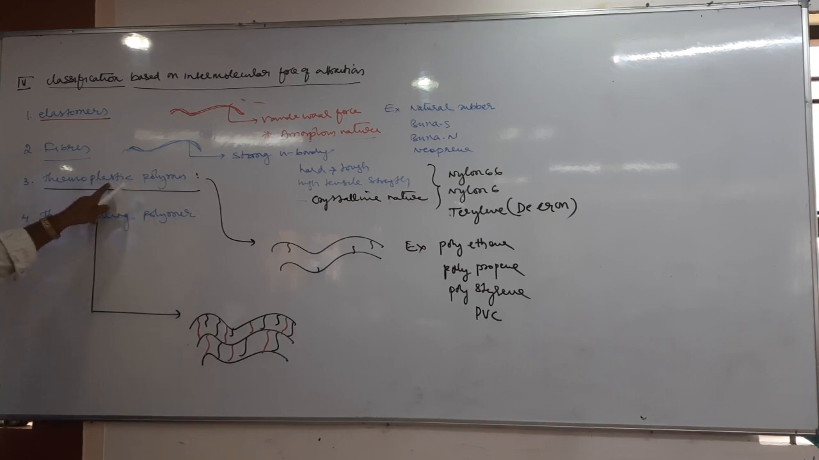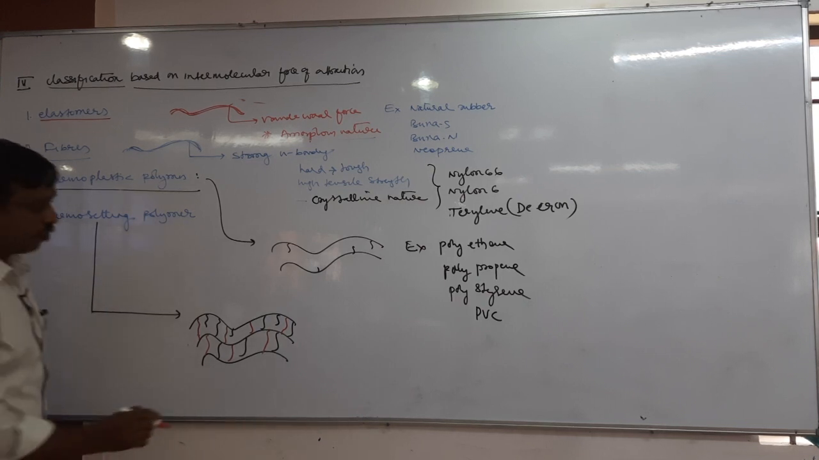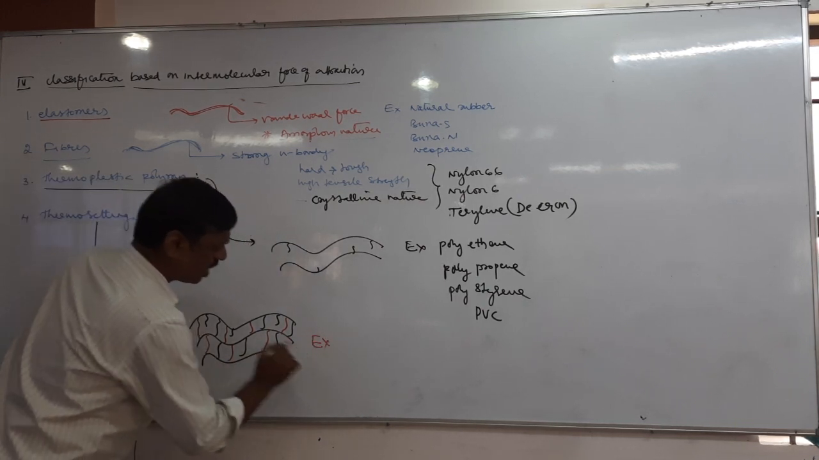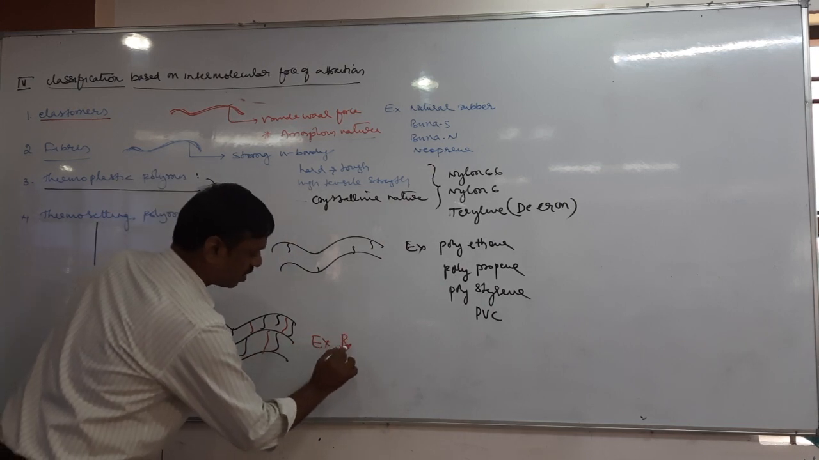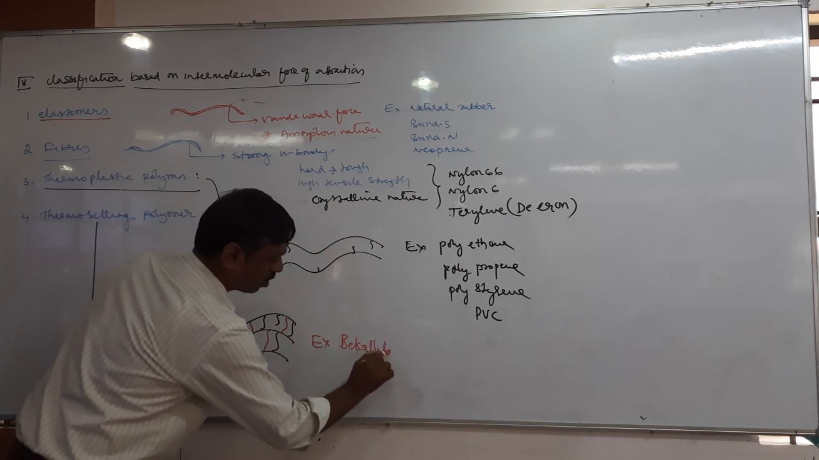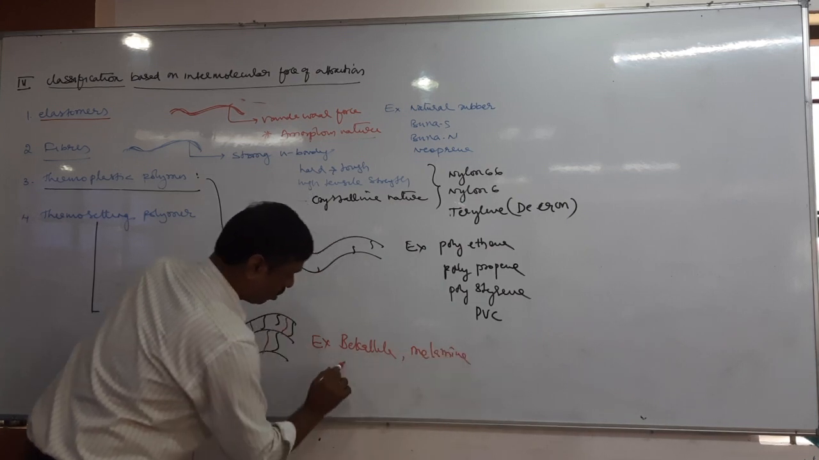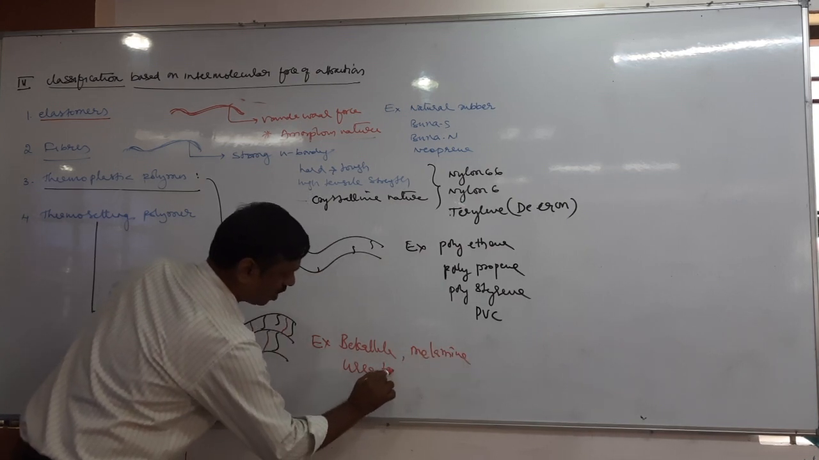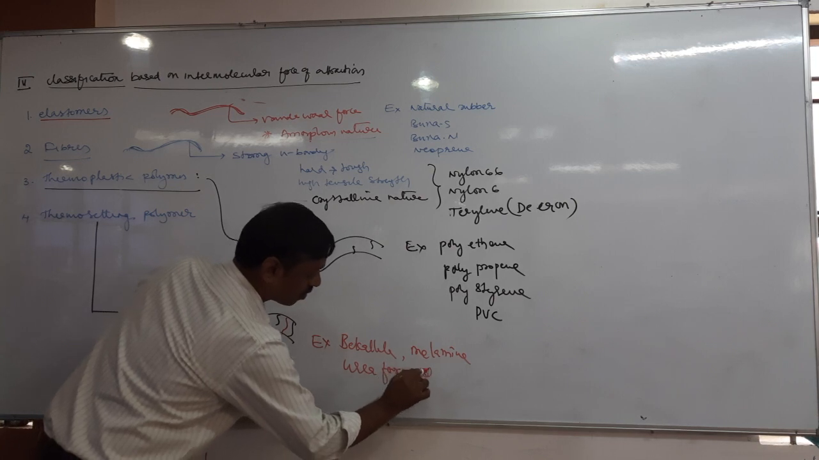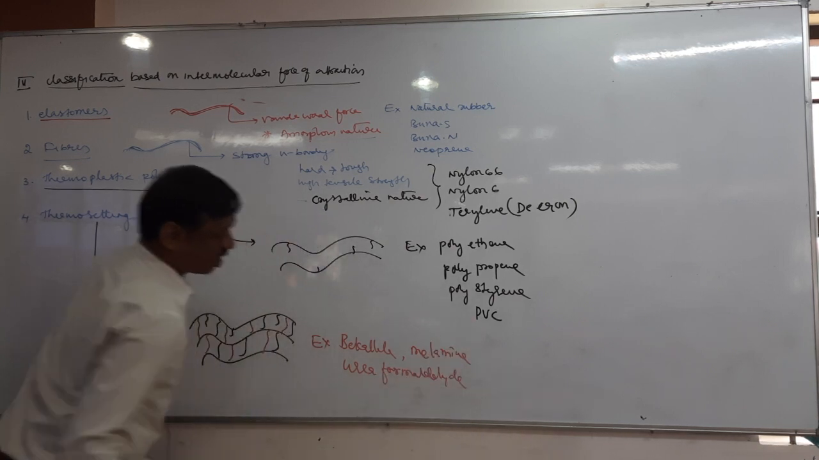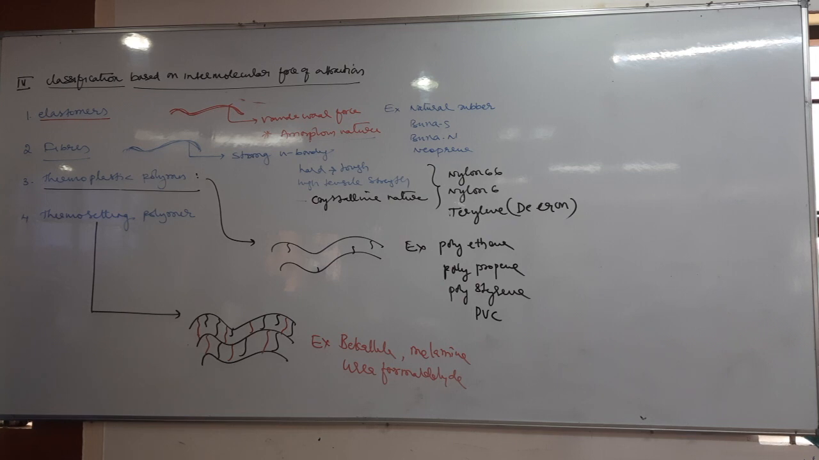Thermoplastic polymers can be reused, but thermosetting polymers cannot be reused. Examples of thermosetting polymers are Bakelite, melamine, and urea formaldehyde resin. These are the important examples for thermosetting polymers.